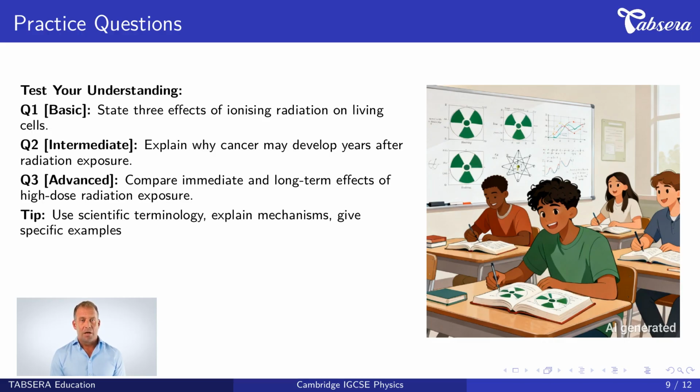This requires you to apply concepts about DNA damage, repair mechanisms, and the multi-stage cancer development process. Question 3 is advanced level. The question is, compare immediate and long-term effects of high-dose radiation exposure. This tests your analytical skills in distinguishing between acute and chronic radiation effects. For all questions, remember to use scientific terminology correctly, explain the underlying mechanisms, and give specific examples where appropriate. Write your answers now, before looking at the solutions.